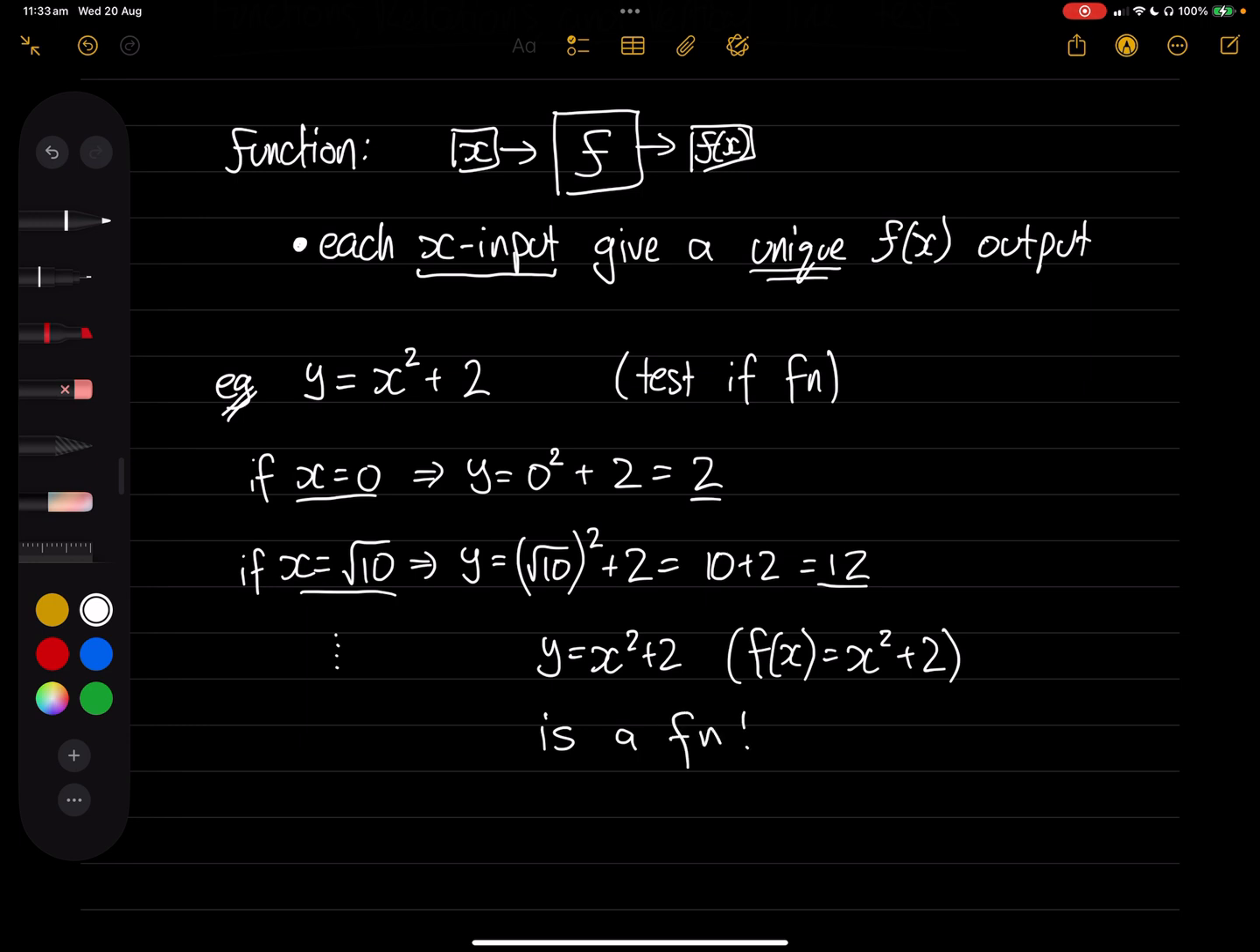So when we say function, we mean something that takes an input and gives an output, but specifically each x input must give a unique f of x output. And when we say unique in this context, we mean that each x value that goes in gives one f of x value that comes out.